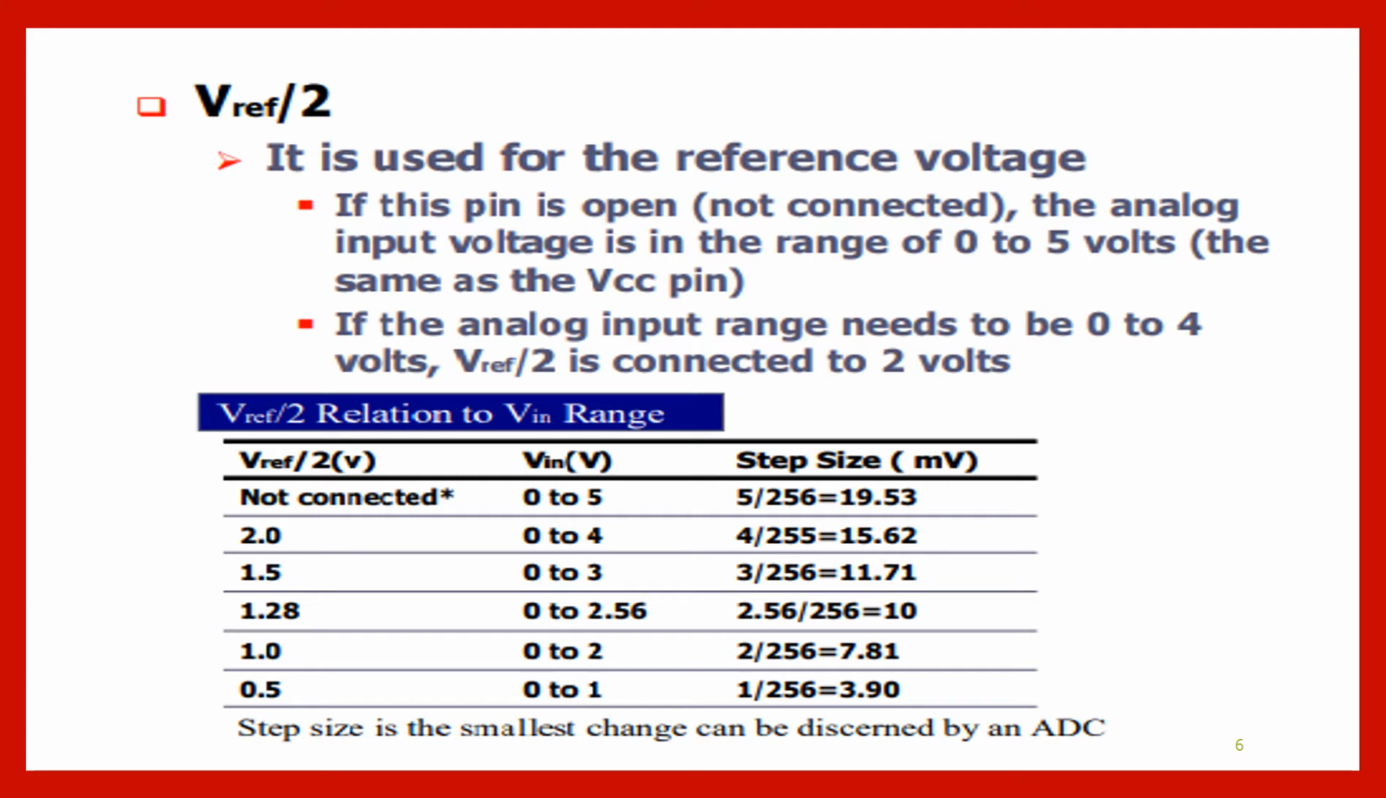If V in is 0 to 2, then step size is 2 divided by 256, 7.81 millivolt, and approximately V reference by 2 is definitely 1. And for a 0.5 volt V reference by 2 value, definitely V in will be 0 to 1, and 1 upon 256 approximately gives you 3.9 millivolt as the step size.